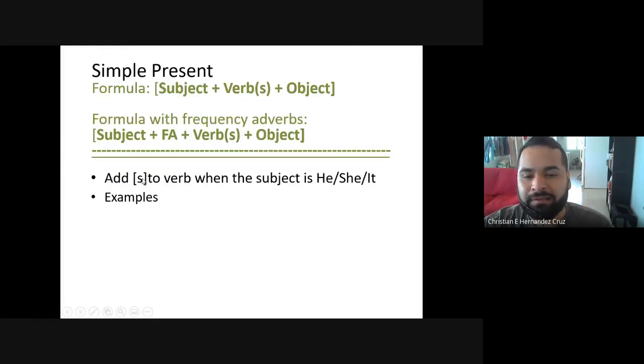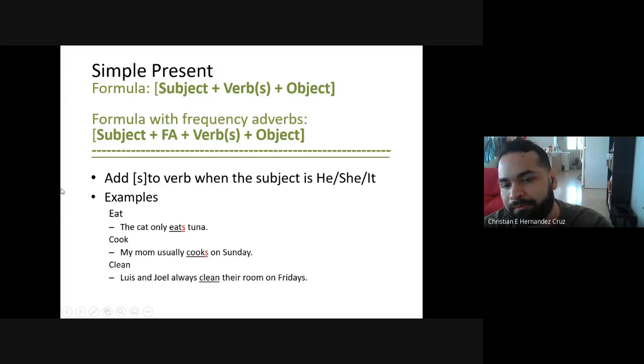So you add S to the verb when the subject is he, she, or it. Okay? Vamos a ver cómo funciona eso. We have the verb eat, cook, and clean. So in this case, we have the sentence, the cat only eats tuna. We can change the noun cat into a pronoun.